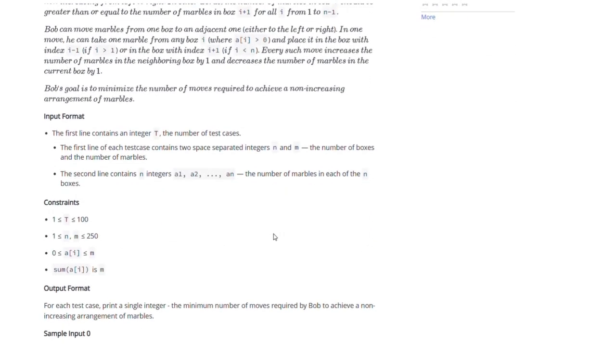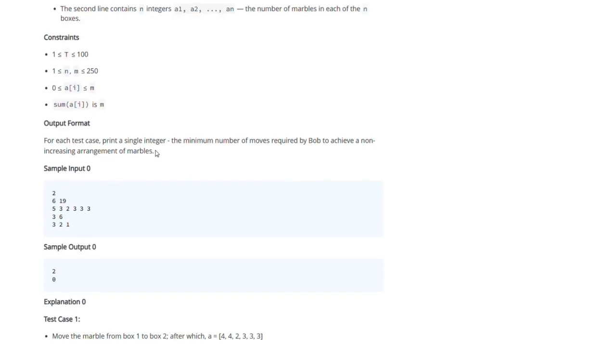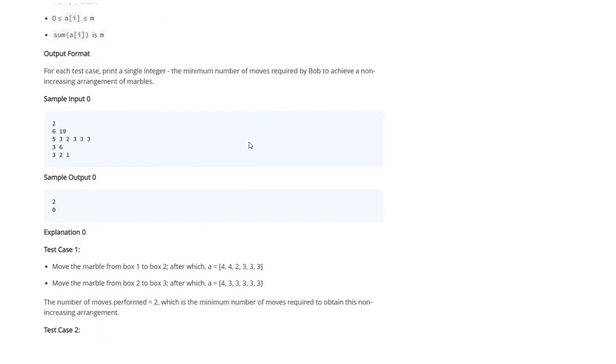So the input format is like this: the first line consists of integer t, which is the number of test cases. Then in the first line of each test case, there are two space separated integers, n, which represents the number of boxes, and m, which represents the number of marbles. Now in the second line, there are n integers, which represent the number of marbles in each of the n boxes. For the output format, we have to print a single integer, which is the number of moves required.